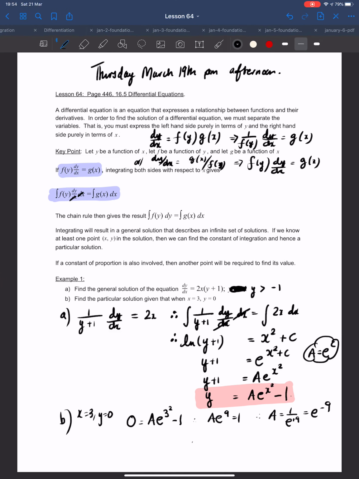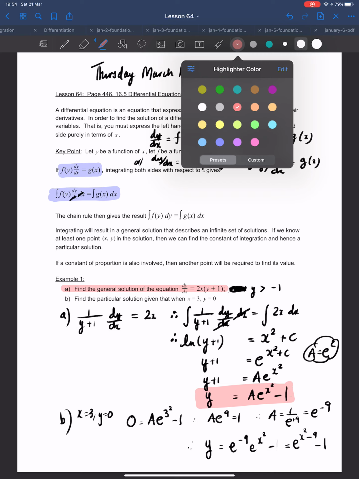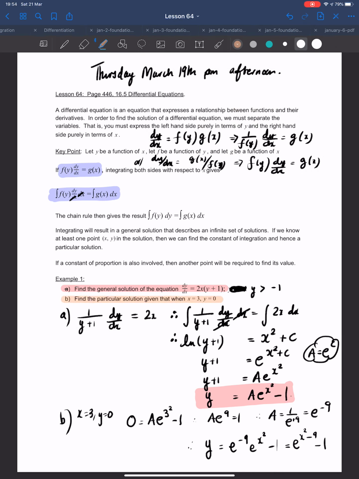So substitute this back in the peachy coloured box. We have y is e to the minus 9, e to the x squared, minus 1, which we can simplify as e to the x squared minus 9, minus 1. Okay, so the peach colour that I've got already, that's the answer there. And then I need another colour, that one there, and that one is the answer there. Okay.